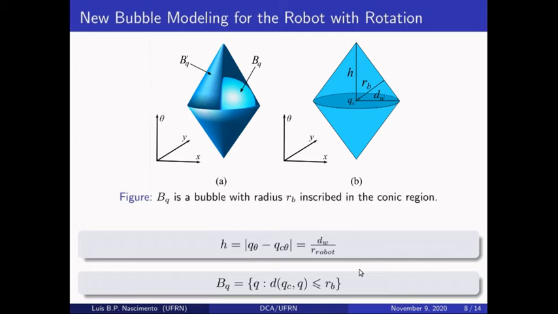To make possible the use of this conic region for those methods based on probabilistic foam, first, we need to calculate the distance between the center of this region and its bounds. This distance, denoted by RB, will be the radius of a new spherical bubble inscribed in this region.